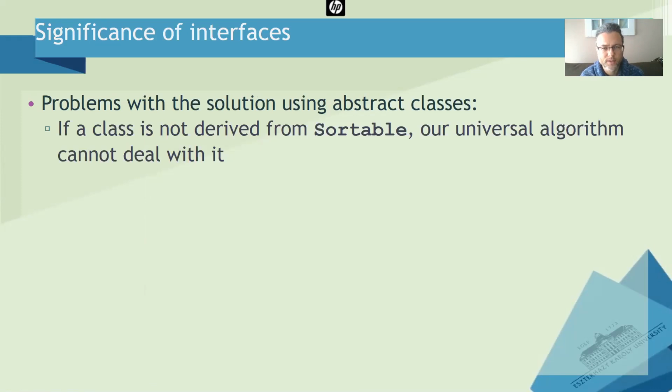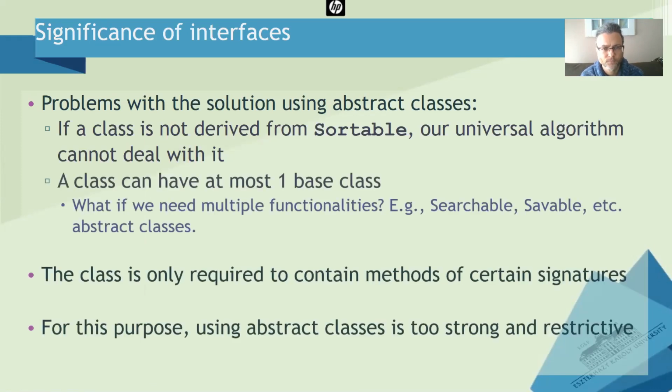So this is the problem with this solution. And we have another problem here. As you know, in C# and also in Java, a class can have at most one parent class. This means C# and Java provide only single inheritance.